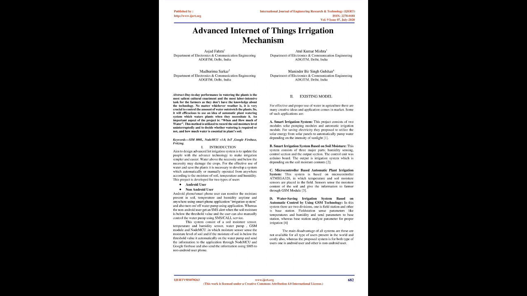Introduction. The aim is to design an advanced irrigation system to update the people with the advanced technology to make irrigation simpler and easier. Water above the necessity and below the necessity may damage the crops. For the effective use of water and to save the plants, it is necessary to develop a system which is automatically or manually operated from anywhere according to the moisture of soil, temperature, and humidity.